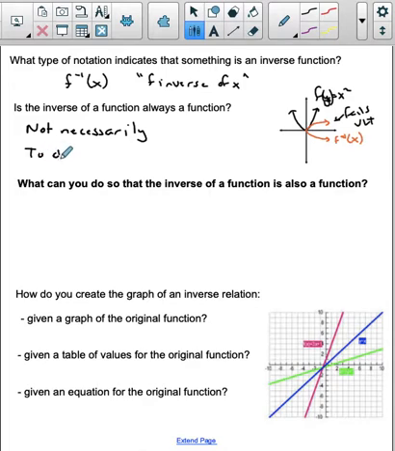A good way to check, do a horizontal line test on f at x. So if you only have the graph of f at x and you're trying to figure out if the inverse is a function, if the regular function fails a horizontal line test, so if a horizontal line hits 2 points, that means that your inverse is going to fail a vertical line test. So you can figure it out from the parent graph rather than worrying about the inverse.